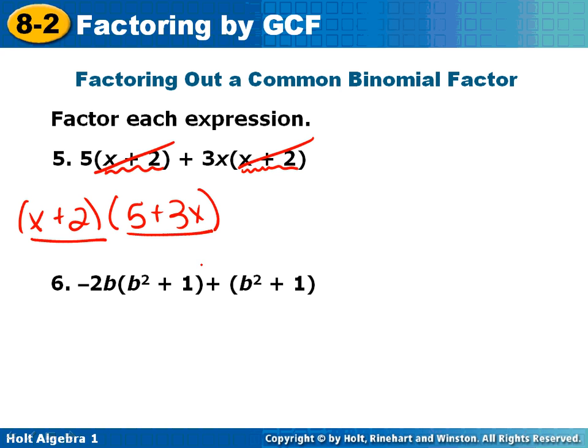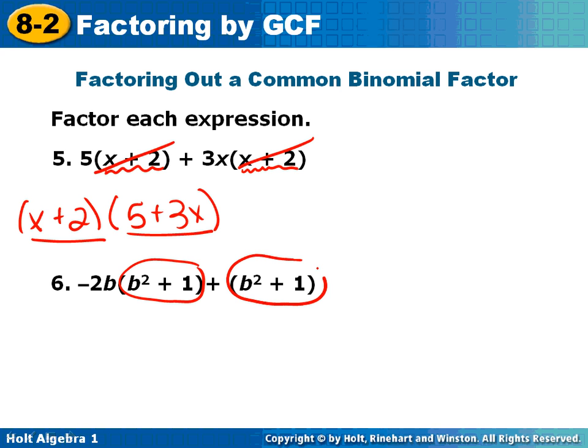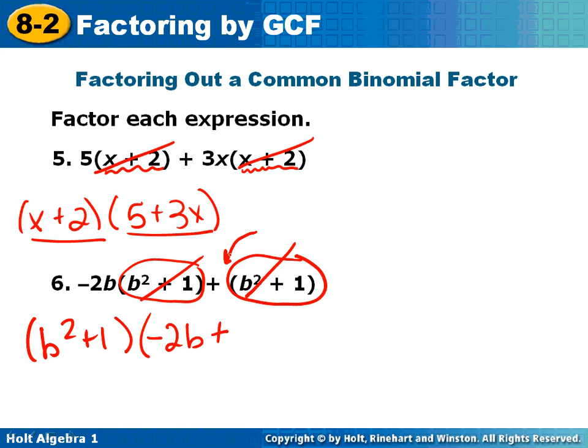Look at number 6. They both have a b squared plus 1, and also it has a b squared plus 1 here. So I'm going to take out the greatest common factor, which is b squared plus 1. Mark those off. And what I have left here is negative 2b plus, what do you think would go right in front here if there's nothing there? Yep, you're right, a 1. And that problem is complete. Okay, look at one more problem.